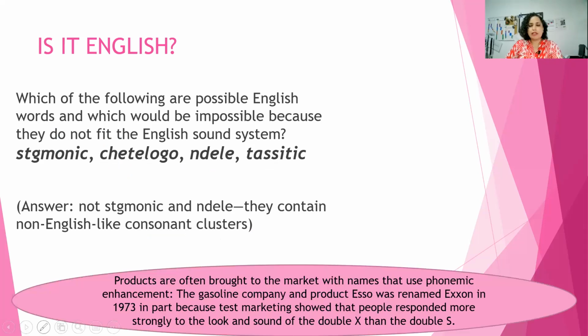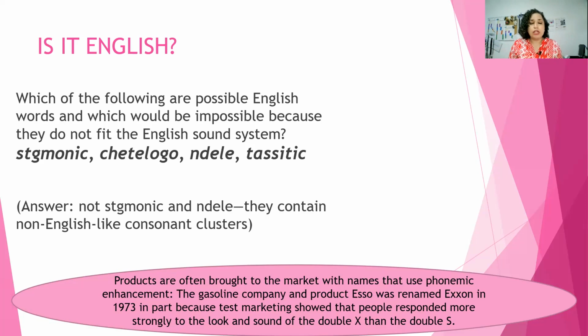So as another example here, products are often brought to the market with names that use phonemic enhancement. That they make a brand name with more enhancement in the sound. For example, the gasoline company and product Esso was renamed as Exxon in 1973, in part because test marketing showed that people responded more strongly to the look and sound of the double X than the double S. So it's not really a word, but it's a brand that is included in the language because it's part of the culture.